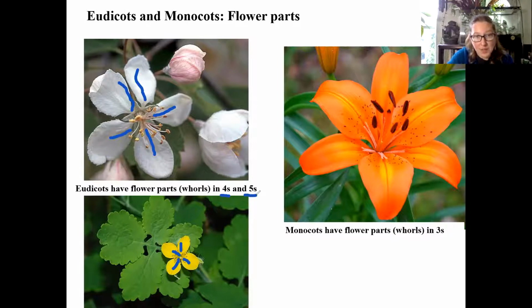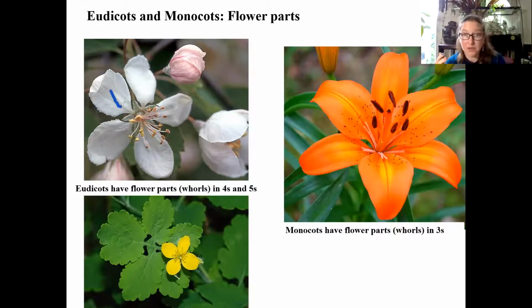There are too many stamens to really look at on these, but if you counted all the stamens, there would also be multiples of 4s and 5s in there. For example, this might have 20 stamens. When they say the 4s and 5s thing, it could be multiples as well. This one has 5 petals, but it could have 10 petals, or 20 petals. Those are multiples of 4s and 5s, and so we know it's a eudicot.